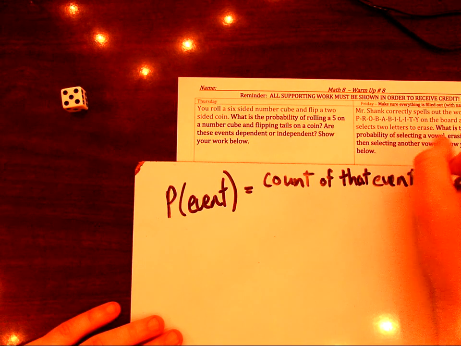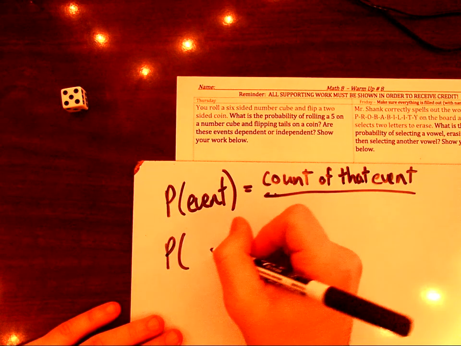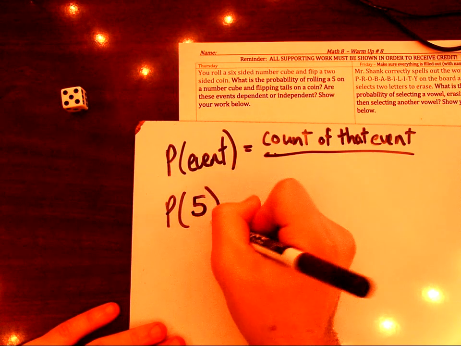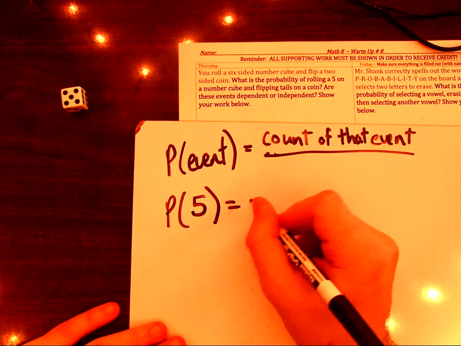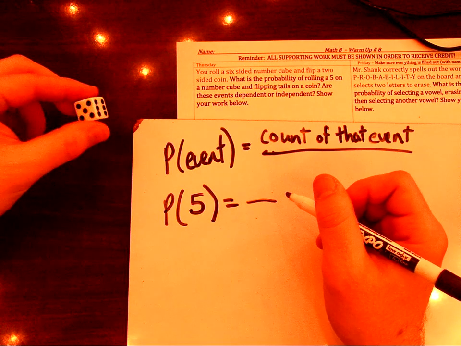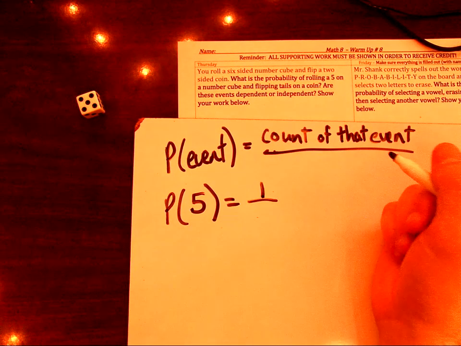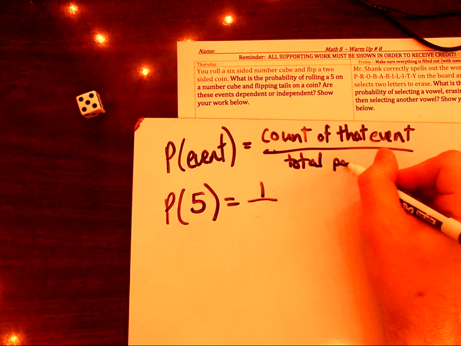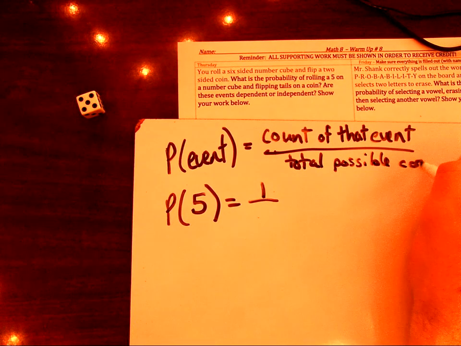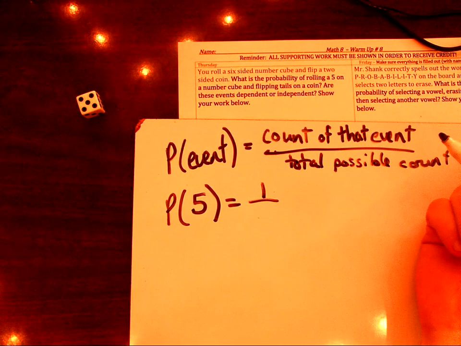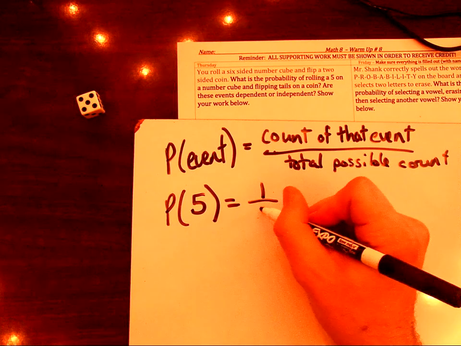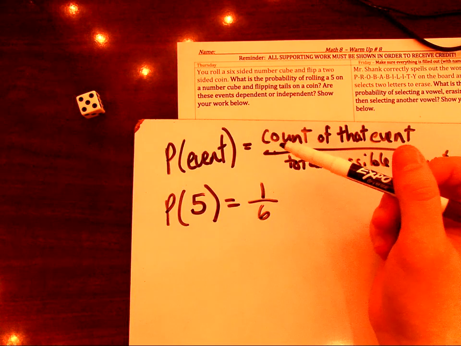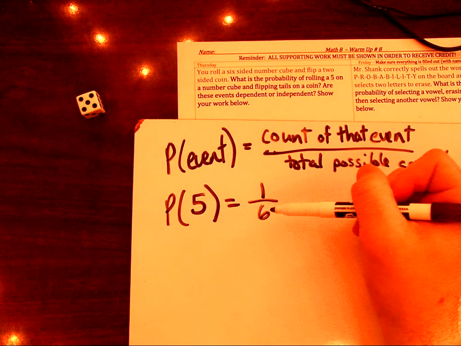So specifically, if I have the probability of rolling a 5, is that what I'm looking for? Rolling a 5. How many 5s are there? Well, you can see it there labeled carefully. There's only 1 5, and then we say the total possible count. So we count the number of sides that there are on that die, and there is only 6. So our ratio or our probability would be 1/6.